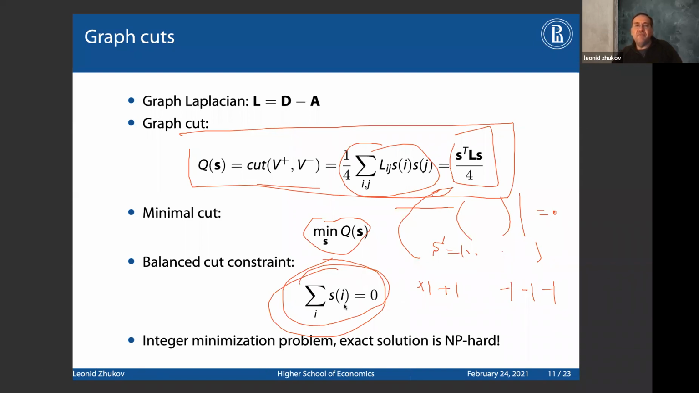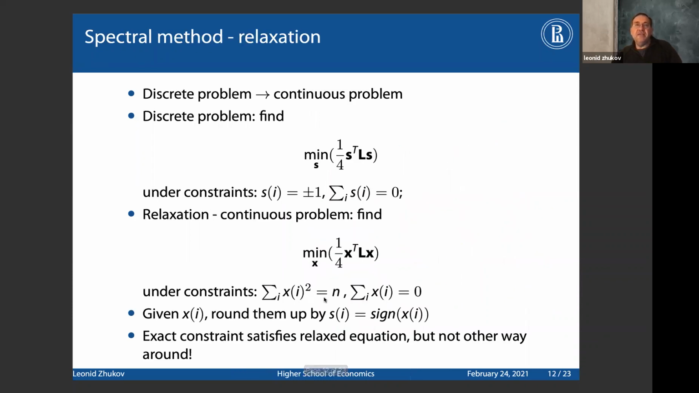But then there is this trick that Fiedler proposed that changed everything. The idea is so-called spectral relaxation. The idea is to go from this discrete optimization problem, where the vector of those S's is +1 or -1, to a relaxed, continuous problem. And those S's are replaced by just x values, where x can be a real number. So we replace discrete with continuous.